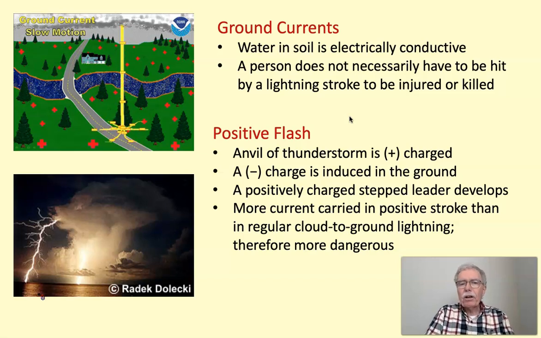Now, especially dangerous in a thunderstorm are what we call positive flashes of lightning. And these occur when the anvil, remember the anvil is way up there by the tropopause, becomes positively charged. And that produces, by induction, a negative charge in the ground, and a positively charged step leader develops. Now, it just so happens that positive lightning still involves electrons. It still involves the movement of electrons.